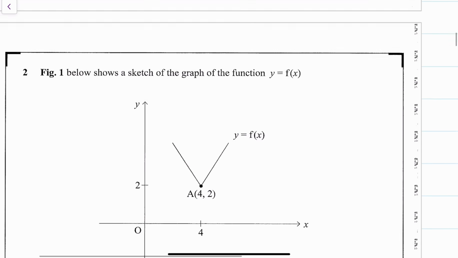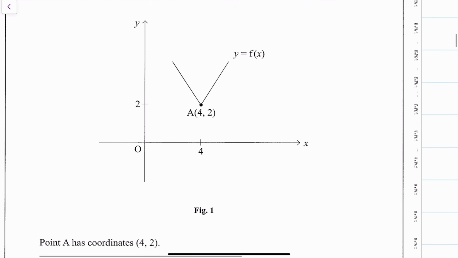Okay, so we're going to move this graph 2 to the right. If you imagine you move that 2 to the right, it's just going to go like this. And that point is now going to be (6, 2). So that's the graph we're going to draw for the first one.